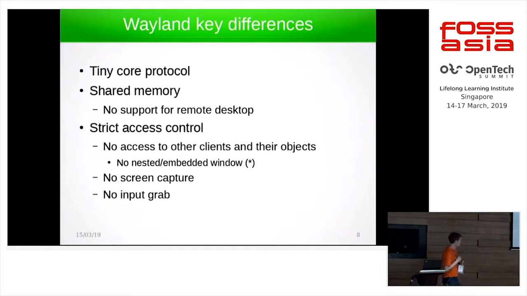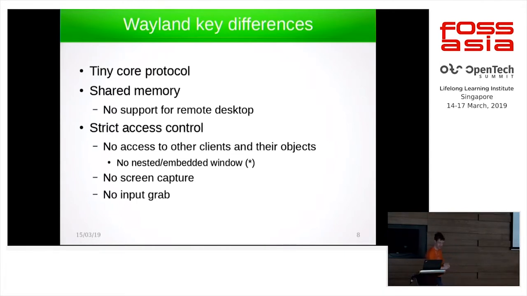Another big difference, and that does affect software developers a lot, including myself, is that Wayland has very strict access control. A single client, a single application, a single process, can only manage its own objects within the protocol, so its own windows, or surfaces, as they're called. You definitely cannot modify, and you can't even enumerate, the windows of other clients. This is a security feature by design of the protocol. It's meant to enable sandboxed applications to talk directly to the compositor, the display server, without any kind of proxying.